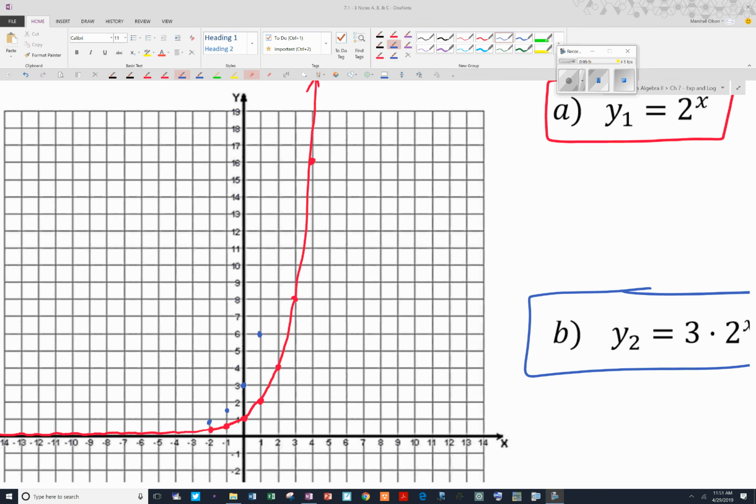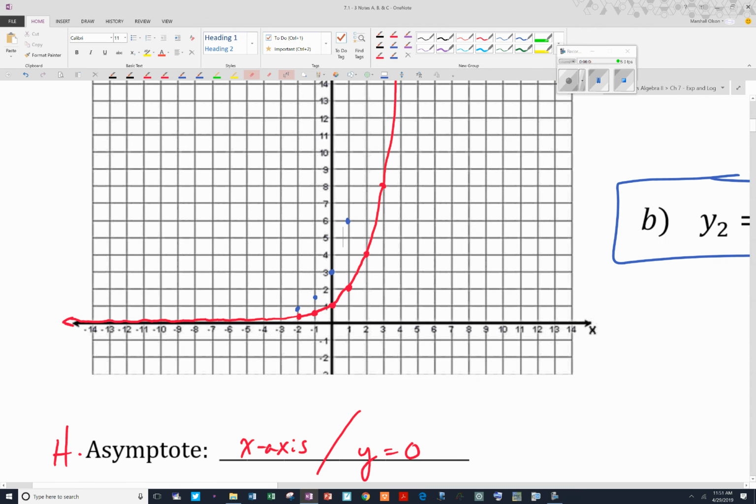All right, so I have the 4 values. I have -2, comma 3/4. I have -1, comma 3/2. I have 0, 3, and I have 1, 6. Those are those. And to get those, I didn't even look at my table. I just looked at the y values that my red graph had, and I multiplied them by 3.